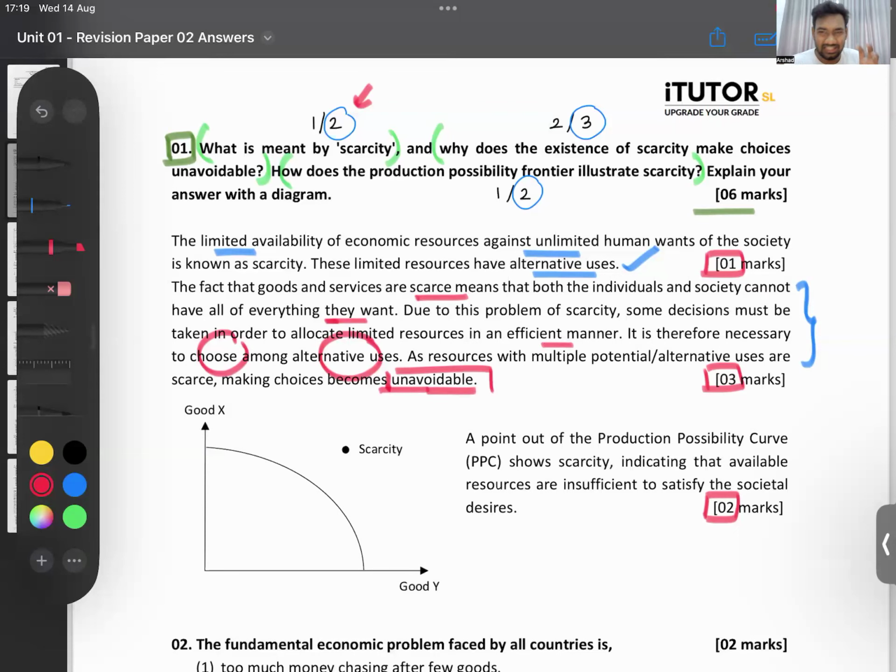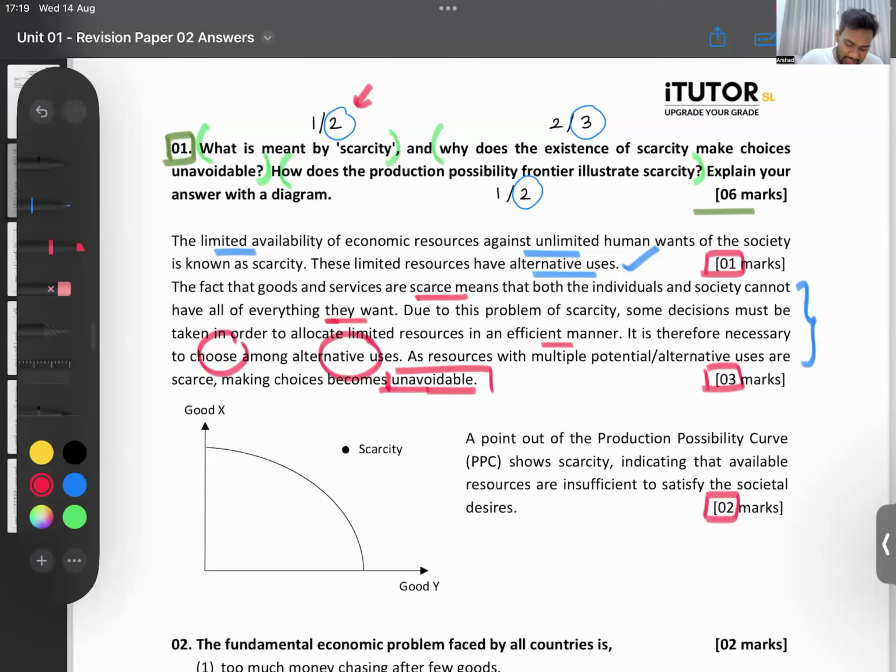Now, in this question, I am not even giving you marks for opportunity cost. When you make a choice, that leads to opportunity cost, but I'm not asking how it leads to opportunity cost. I'm asking how it makes choices unavoidable. You can stop from there. If you write about opportunity cost, nothing wrong, but that is not going to give you marks, and that will give you 3 marks.